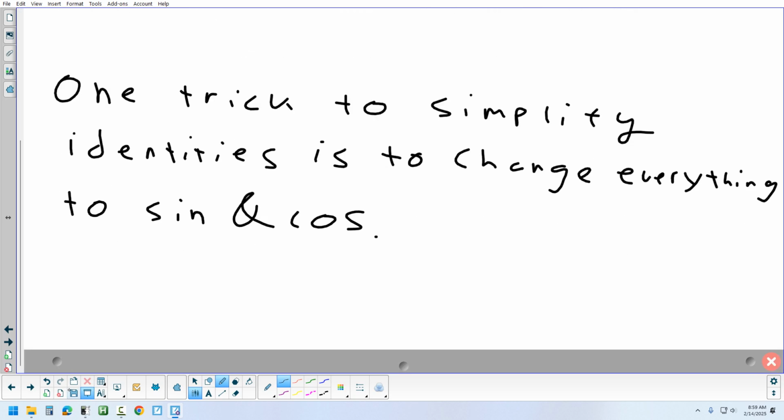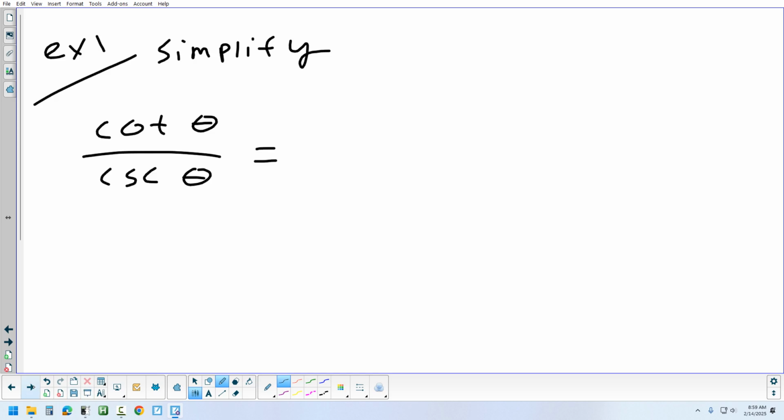Okay. All right, so let's try our first one. And the hint is going to be to change anything in the problem that's not sine or cosine into sine or cosine. Okay, so let's start with that one. Cotangent divided by cosecant. How can I rewrite cotangent so that it's in terms of sines and cosines only? Yep. Cosine over sine. Okay, so we can make that cosine over sine.